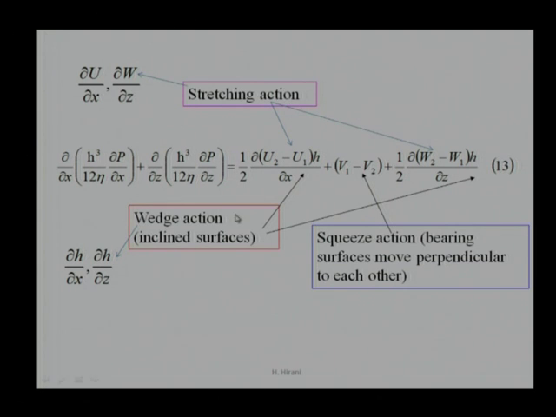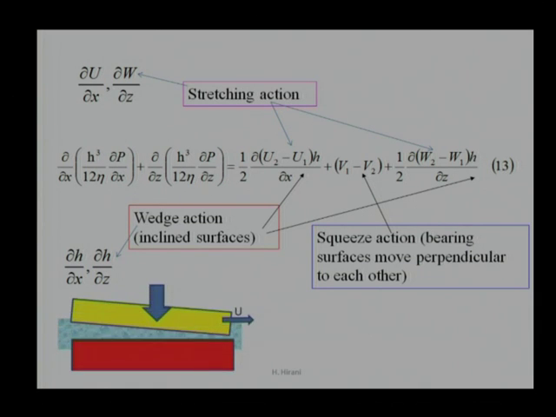Last one is a squeeze action. We say that bearing surfaces move perpendicular to each other. In this case, the film thickness h is continuously varying. There is a separation, and because of the relative velocity along the film thickness direction, there will be a change in film thickness, right. What we are talking about is that this thickness will move up and down.